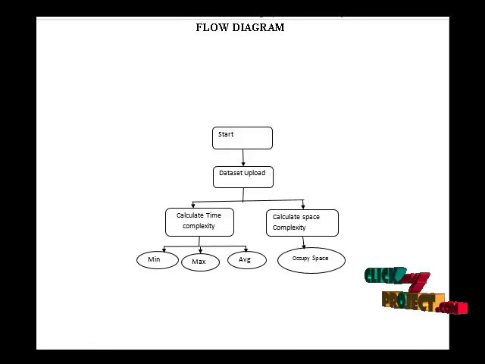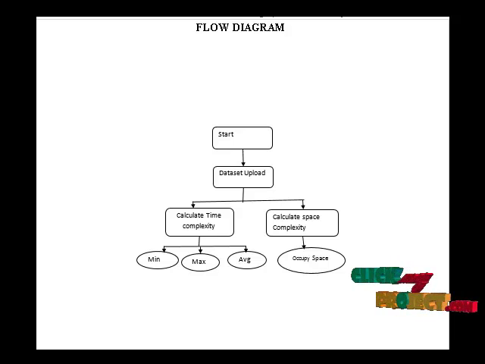Next we see the data flow diagram of this project. In this project, the dataset is an XML file, CSV or Excel file. These data are in a structured format, so we can easily upload them to the database. In this project, we have two types of complexity. The first one is time complexity, and the second one is space complexity.